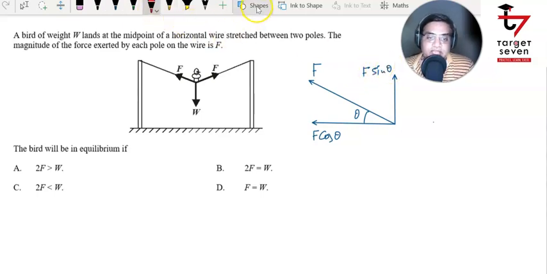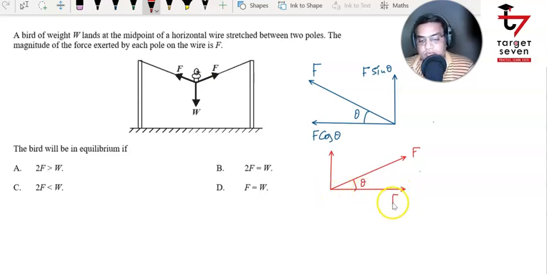Let us now look at the other vector, the other force which is acting to the right. This also can be resolved into its components, one along the x-axis and the other along the y-axis. Now if I label this again as F, the angle that it makes with the horizontal would be theta. I would have F cos theta along the horizontal axis and F sin theta along the vertical axis.